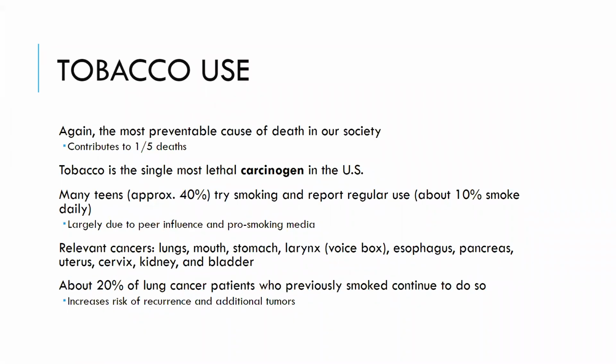So let's get on to the first of these, which is going to be tobacco use. We covered tobacco use broadly speaking in talking about the behavior of substance use. To reiterate, tobacco use is the most preventable cause of death in our society, contributing to about 20% of overall deaths. It being a preventable cause of death, of course, means that these are unnecessary deaths that could be prevented with behavior change. Tobacco is the single most lethal carcinogen in the United States.